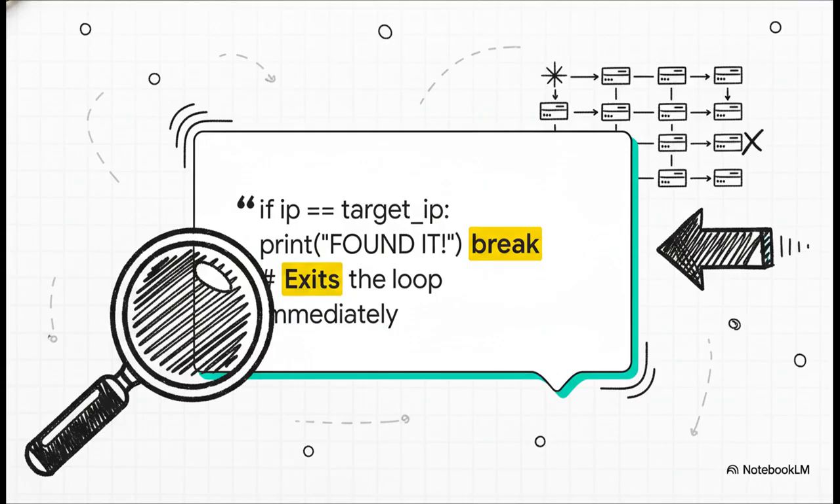So in this code, we loop through our IPs. As soon as we find a match, we print found it, hit the break statement, and bam, the loop is done. We never even look at the remaining IPs.